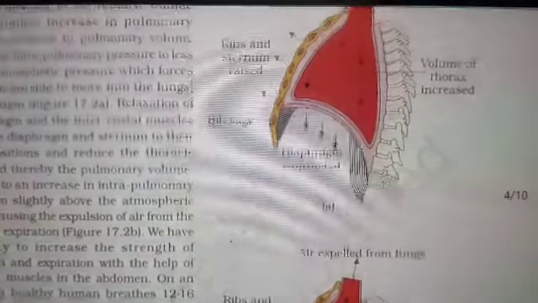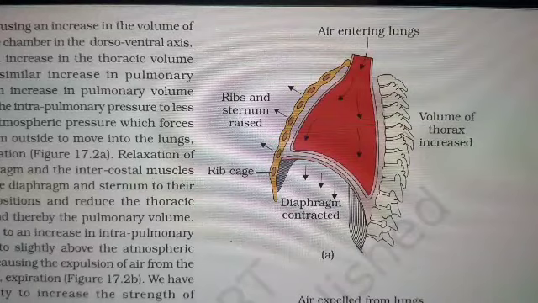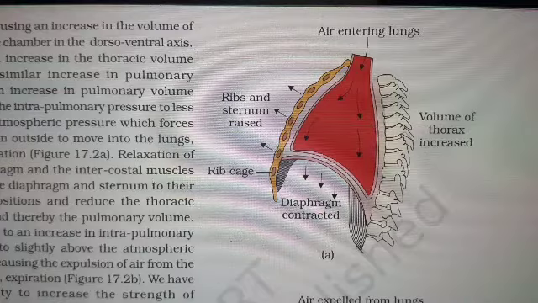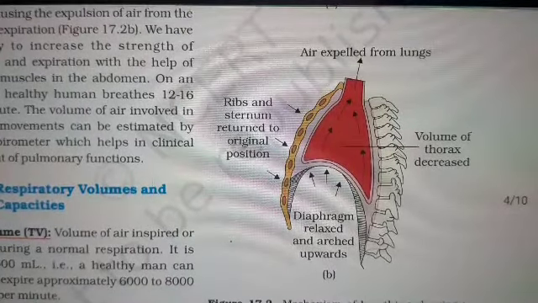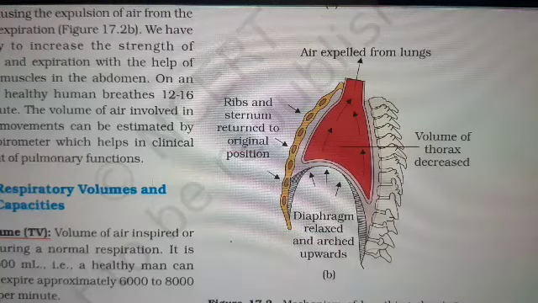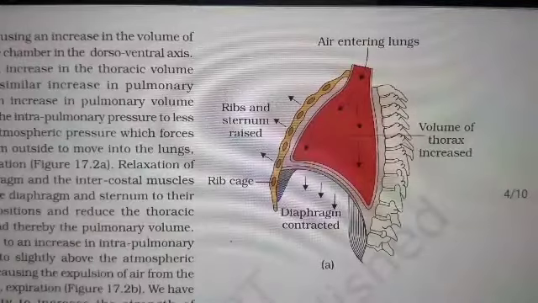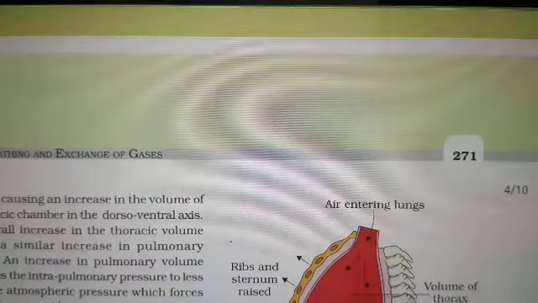At inspiration time, after air enters the lungs, the volume of the thorax increases, the ribs and sternum are raised, the rib cage changes its position, and the diaphragm contracts. These are the main parameters during inspiration. During expiration, the volume of the thorax decreases, the ribs and sternum return to the original position, and the diaphragm relaxes and arches upwards. These are the important points for inspiration and expiration in the human respiratory system, and we need to remember them.